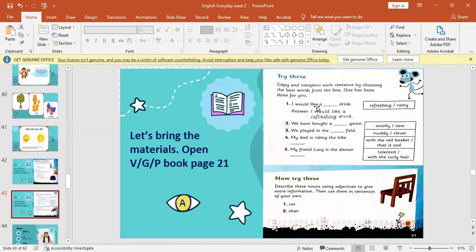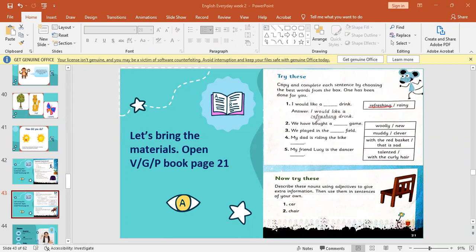So here in page 21, we have to copy and complete each sentence by choosing the best words from the box. One has been done for us. So here we'll be choosing the adjective or the right word to describe the nouns in the sentence. So look, we have here, I would like a drink. So what do you think it will be? Is it refreshing or rainy? Of course, I would like a refreshing drink. So refreshing is the answer.